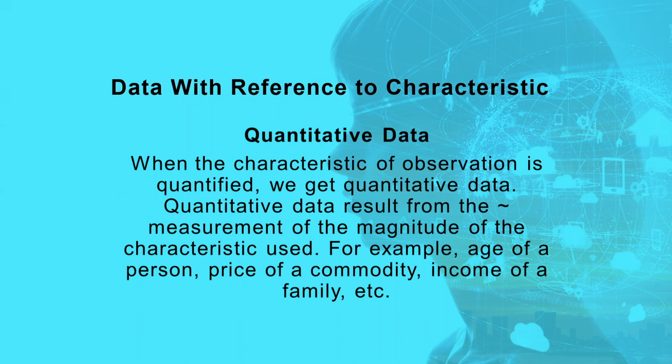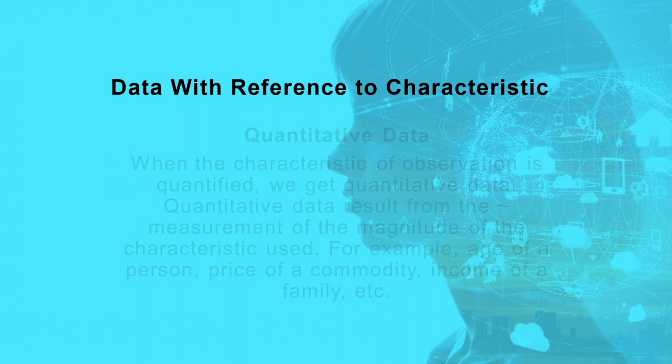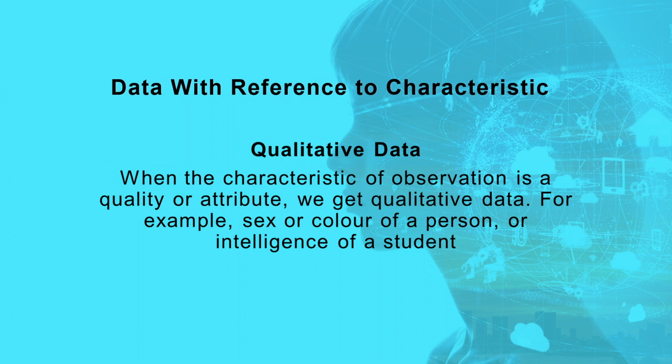When the characteristic of observation is quantified, we get quantitative data. Quantitative data results from the measurement of the magnitude of the characteristics used. For example, age of a person, price of a commodity, income of a family, number of books issued in a library. Qualitative data: when the characteristic of observation is a quality or attribute, we get qualitative data. For example, intelligence of a student or gender of a person.